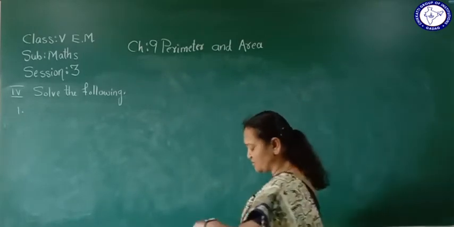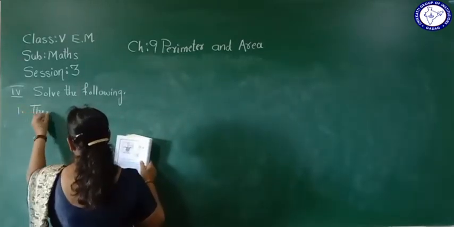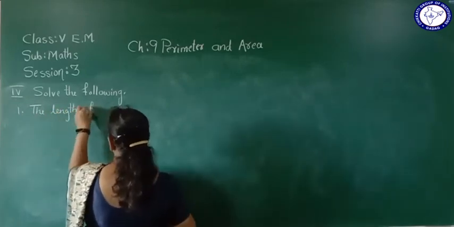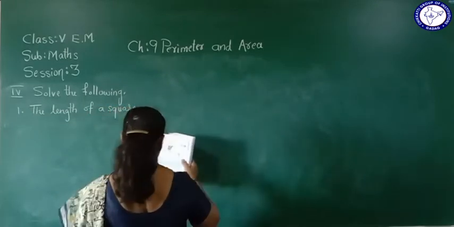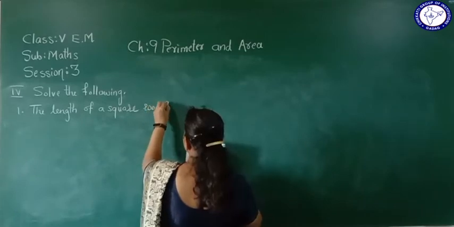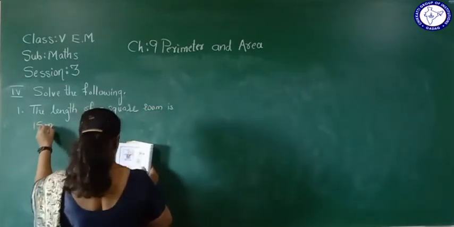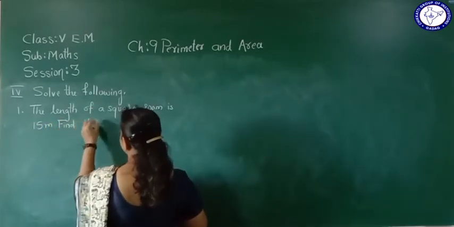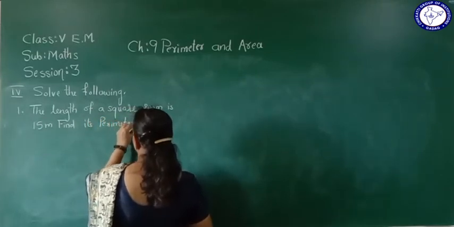So here, first question: The length of a square room is 15 meter. Find its perimeter. So here, answer.